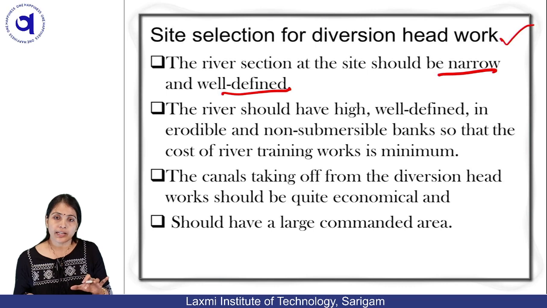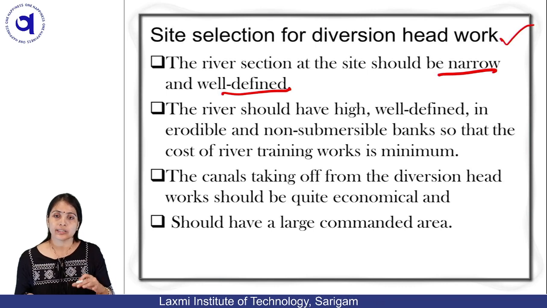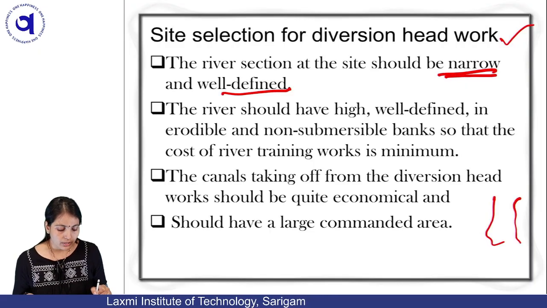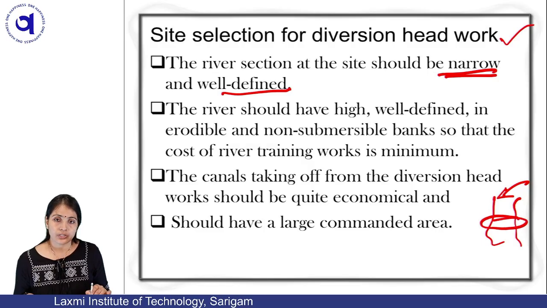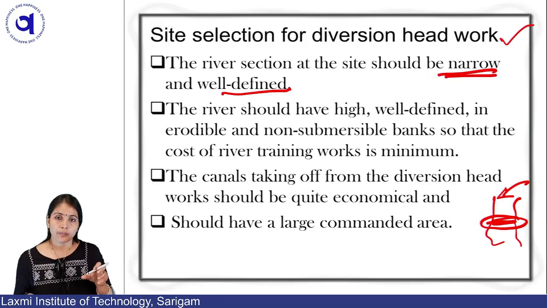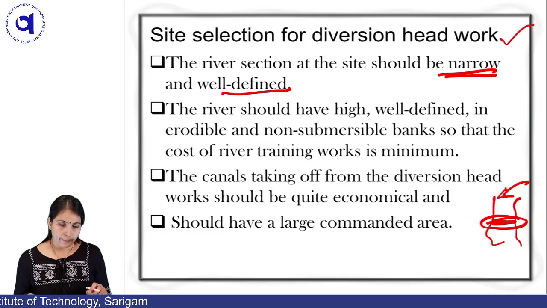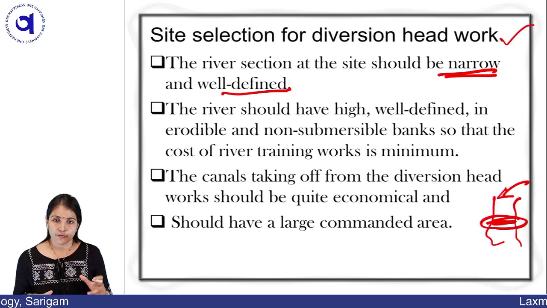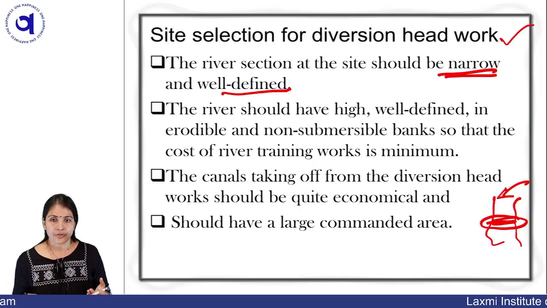So this site selection should be narrow and well defined. For the river we are selecting for the hydraulic structure to be constructed, the area should be narrow. If the river is coming here, maybe this area is broad, but where we have to construct the hydraulic structure should be narrow, because we have to do the whole mass concrete work. In a narrow area, less fund may be applied, and then it must be well defined. Well defined means it should have a certain length, a certain width, and be well defined in terms of everything, including your hard strata.